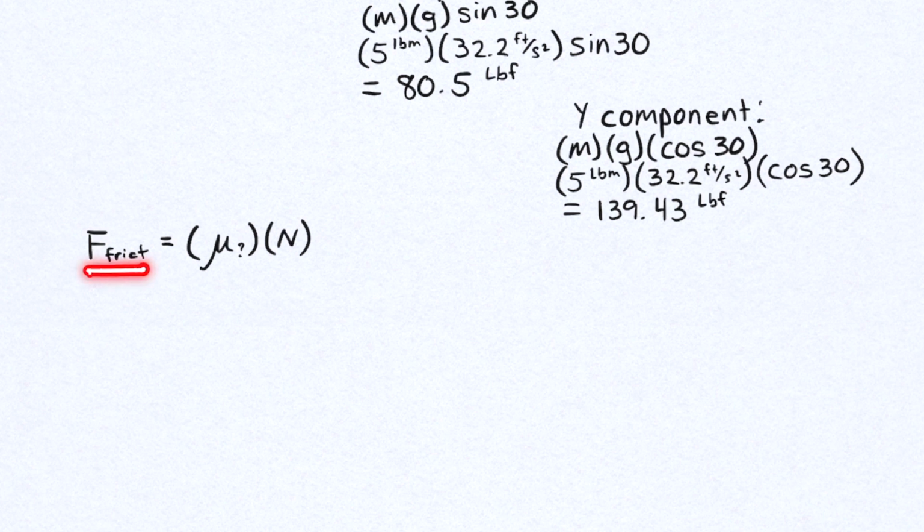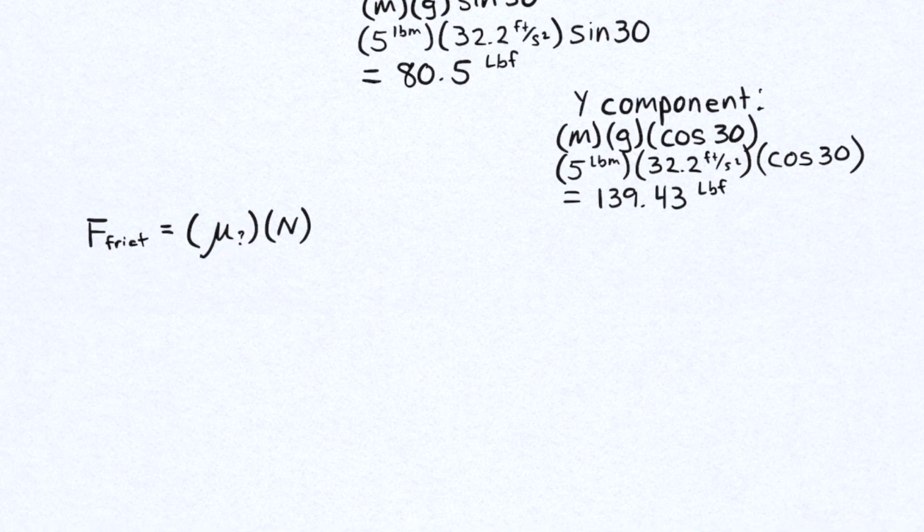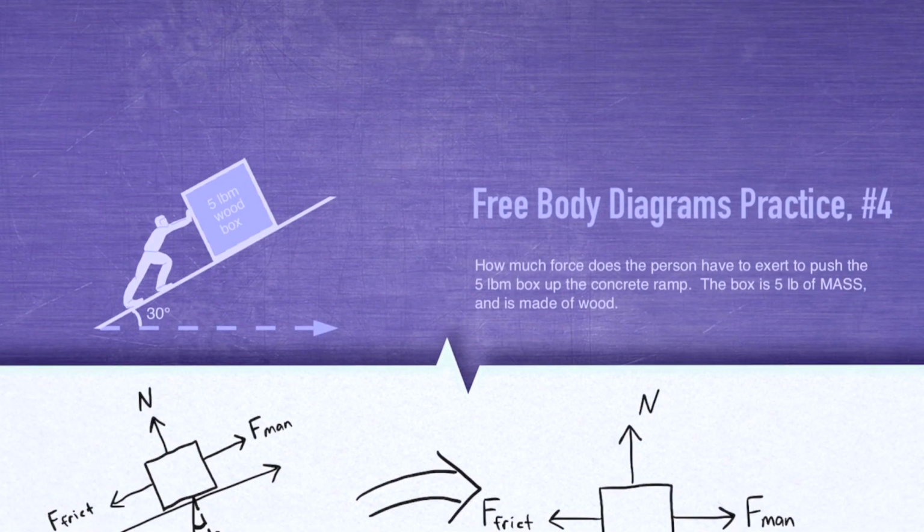So the force due to friction is the coefficient of friction times the normal force. The coefficient of friction could be static or kinetic friction. If it was static friction, the subscript would be an S. If it was kinetic friction, the subscript would be a K. So basically what we have to ask ourselves is what's happening in this scenario. The question is asking how many pounds of force the person has to push to move the 5-pound mass box up the concrete ramp.